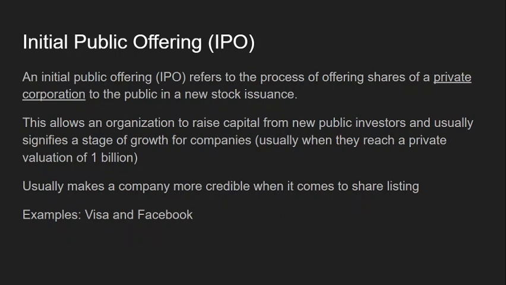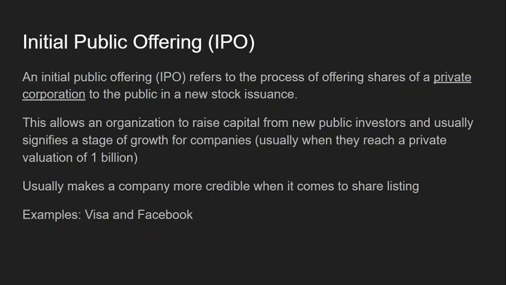Next, we will be talking about initial public offerings, or IPOs. IPOs refer to the process of offering shares of a private corporation to the public in a new stock issuance. This allows an organization to raise capital from new public investors and usually signifies a stage of growth for companies. It's usually when a company reaches a private valuation of $1 billion. IPOs usually make a company more credible when it comes to share listing.